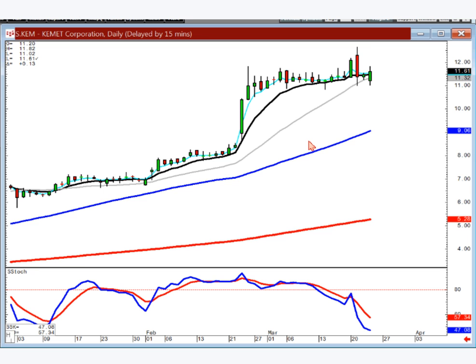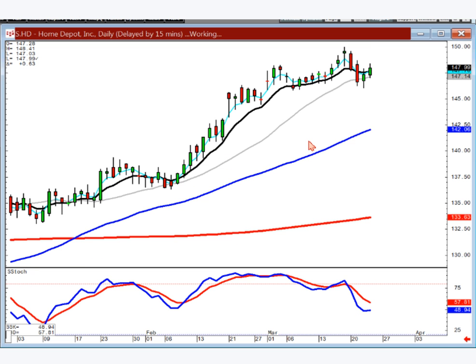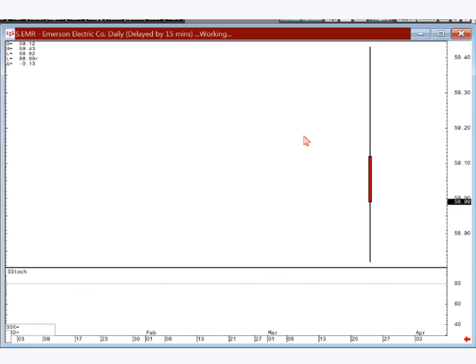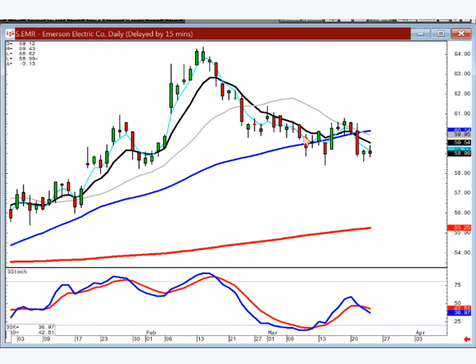Home Depot, not a very exciting stock to trade because of the lack of percentage movement. If you like it and you're long, stay long, but I wouldn't be a buyer of this one. EMR, Emerson Electric. Nothing here either. If you're short, you stay short. You definitely don't want to be going long until you see it close above the T line.